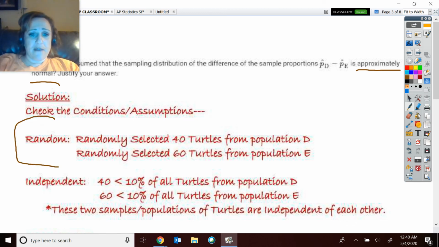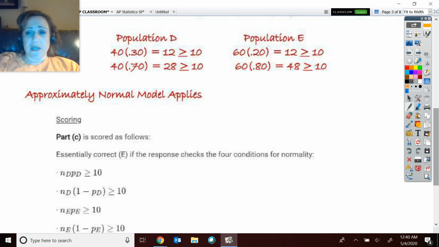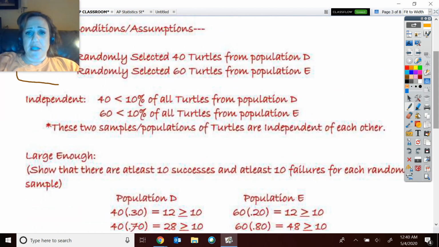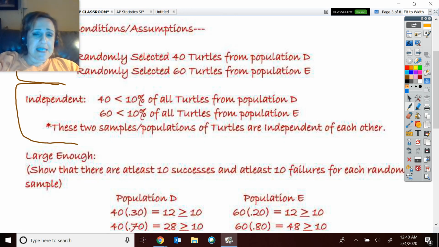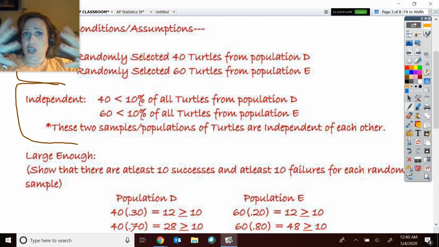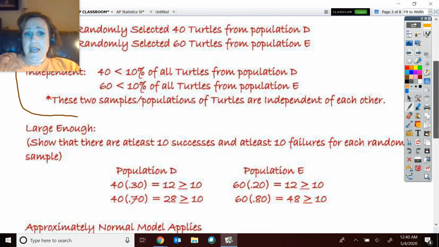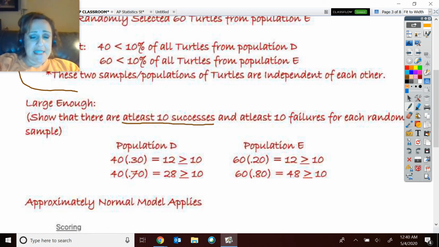So we do have that we were told we had randomly selected 40 turtles from population D and 60 from population E. Independent, 40 is less than 10% of all the turtles from population D, and 60 is less than 10% of all the turtles from population E. And because we have these two groups, these two samples and populations of turtles are independent of each other. No overlap, no double counting. Large enough, that is that you have at least 10 successes and at least 10 failures.